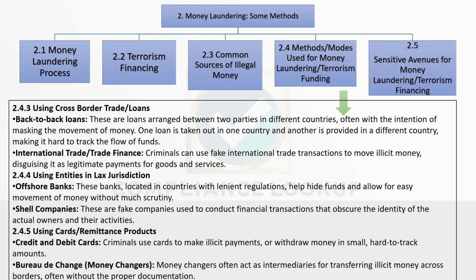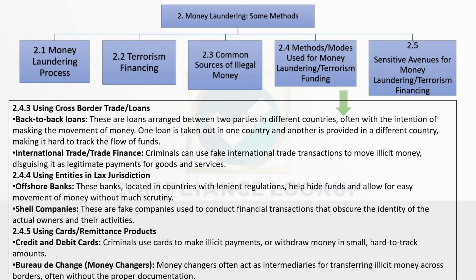Shell companies. Shell companies are entities that exist only on paper and have no physical operations or employees. Criminals use shell companies to conduct financial transactions while hiding the true ownership of assets. By setting up shell companies in jurisdictions with lax regulations, criminals can obscure their involvement in illegal activities and make it harder for authorities to trace the money back to them.